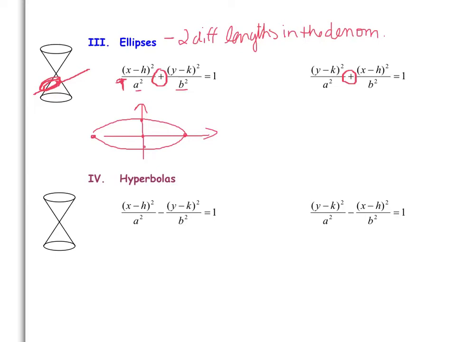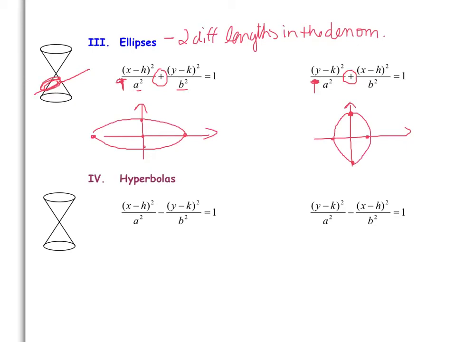Now, if my A value was the biggest under the y, then it's going to open long ways vertically and be shorter horizontally. So it would look kind of like this. Okay.